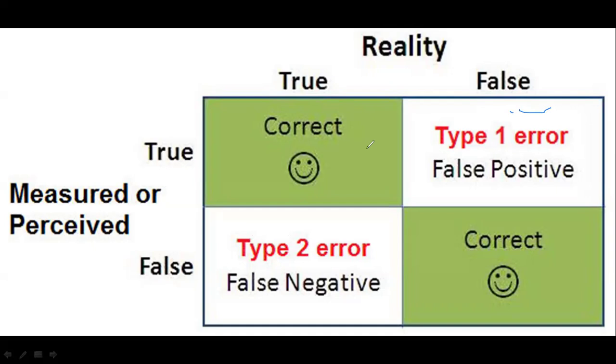In the rest of the situations, if the reality is true and it was accepted as true, that is correct. And if the reality was false and it was accepted as false, both these situations are obviously correct. And in that case, you would be able to define the right methodology for that purpose.